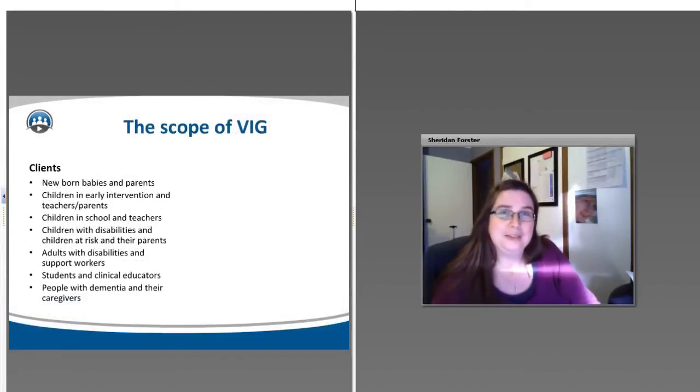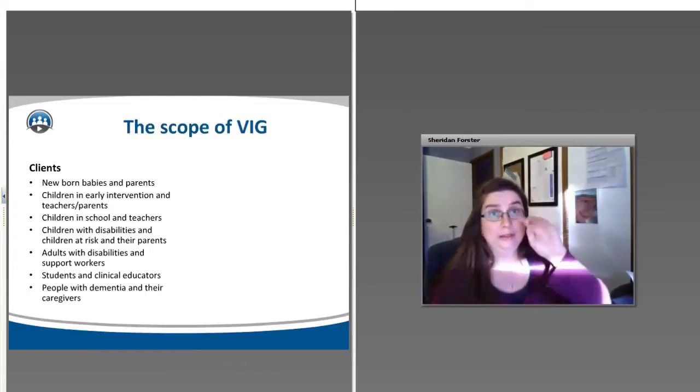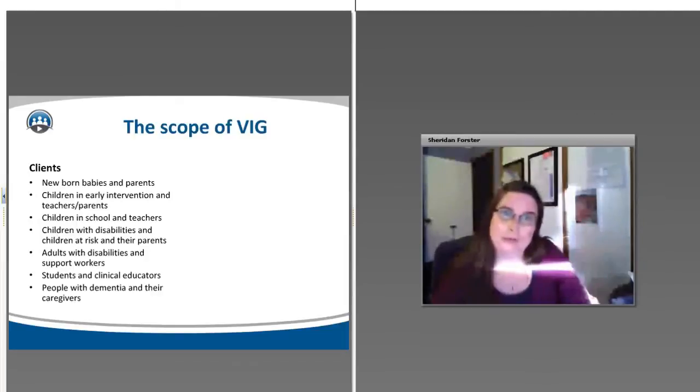Now, VIG has quite a wide scope, and it's been used in a lot of different contexts. It's been used with newborn babies and their parents, supporting them to look at the interactions and look at how the baby is responding to them. It's been used in early intervention by both teachers and parents, and in schools. It's also been used with children with disabilities and children who are at significant risk, and looking at their interactions in their families and in educational settings.